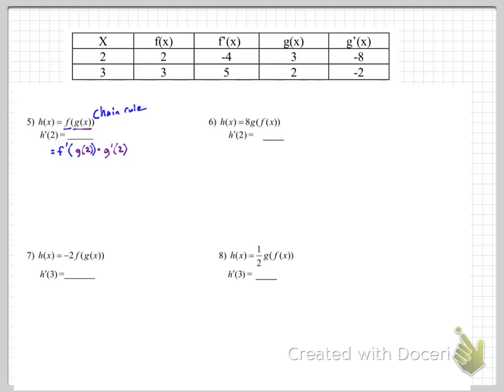So for this one, we actually have to do this in multiple steps. So we're going to find g of 2 first. Notice g of 2 is 3. And we also know that g prime of 2 is negative 8. And then we take f prime of 3.